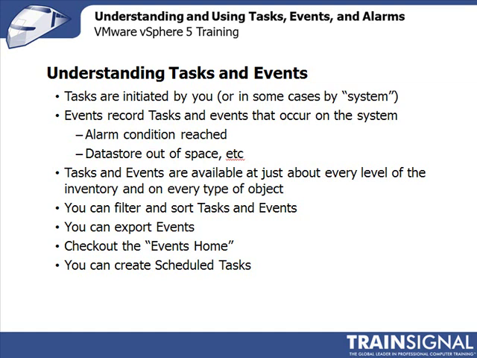So for example, if you're doing a storage vMotion, or a copy or a clone or a regular vMotion, and let's say you're doing a lot of them and you want to know what's going on or the percentage of completion of these tasks, you can go to that object, go to the tasks tab, and you're able to see all the tasks that are currently running or that have completed.